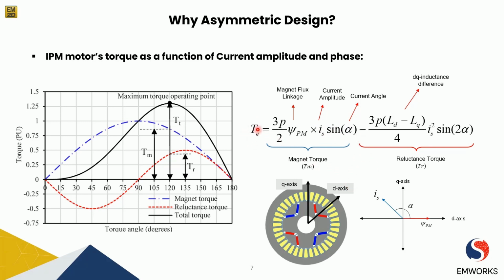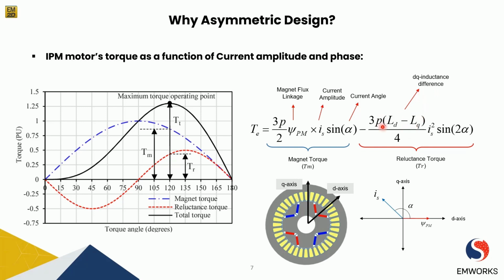The IPM motor torque consists of two parts. First, the magnet torque, which is pure magnetic torque as a result of the magnet flux linkage and interaction with the stator field. And also we have the reluctance torque, which is a function of the saliency ratio, or the d- and q-axis inductances and their difference, actually.